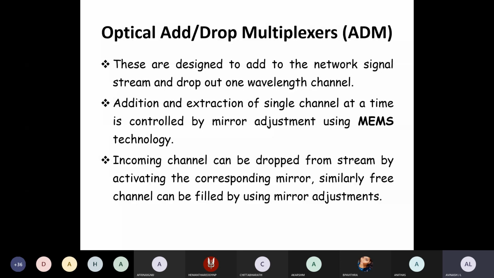Optical add, drop multiplexers are designed to add to the network signal stream and drop out one wavelength channel. So one particular wavelength channel we are going to drop, and another wavelength channel will be taken into consideration. That is exactly the concept here. Okay. How it is achieved, we will see in the diagram.